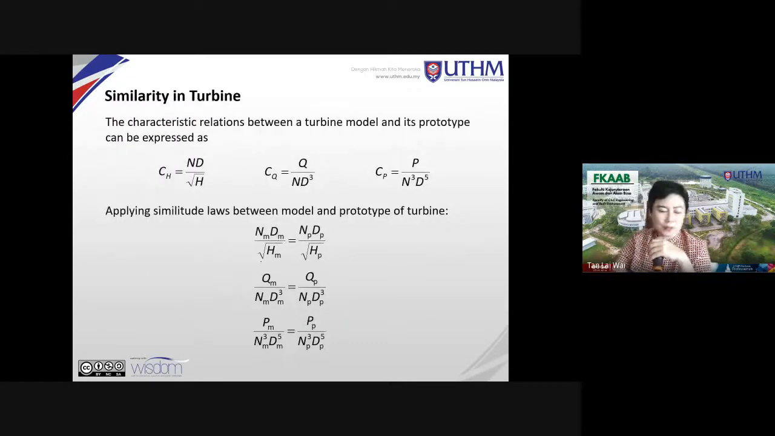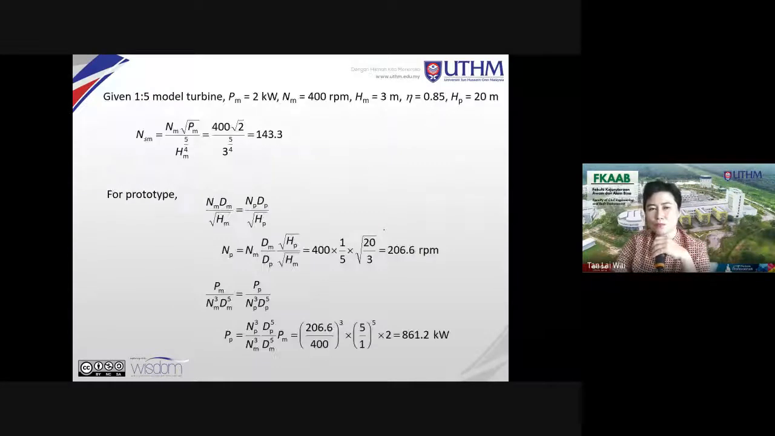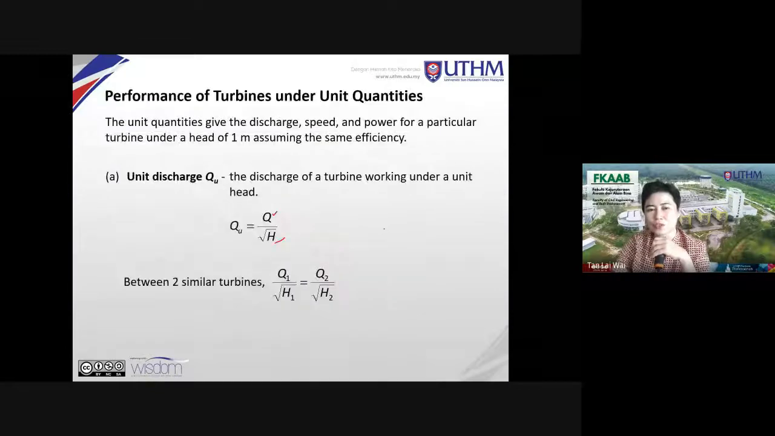Okay. Initially, just now, we looked at similarity in pumps, right? This is similarity in turbines. If you look at it, it's the same. You have repeating variables of N and D as well. It's almost similar in both cases, right? The same concept is used to solve it.